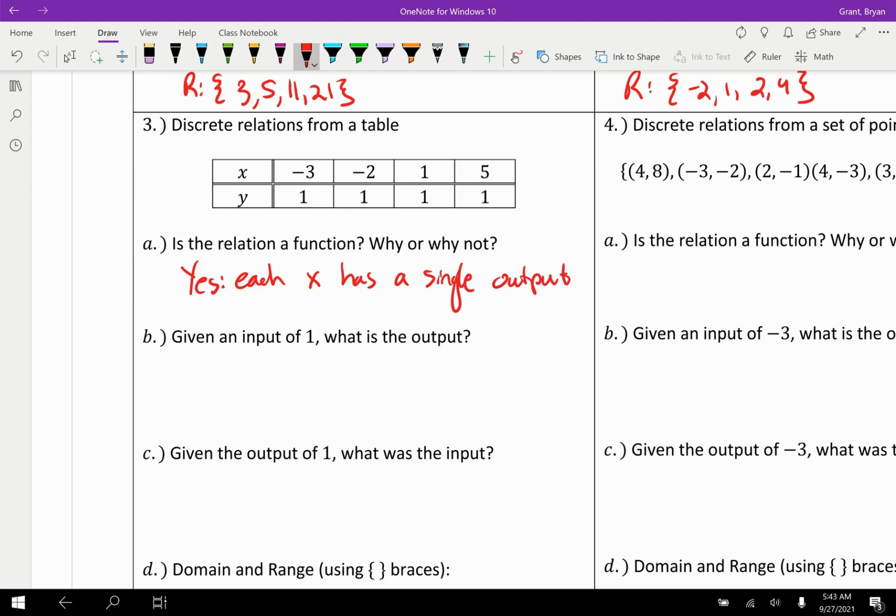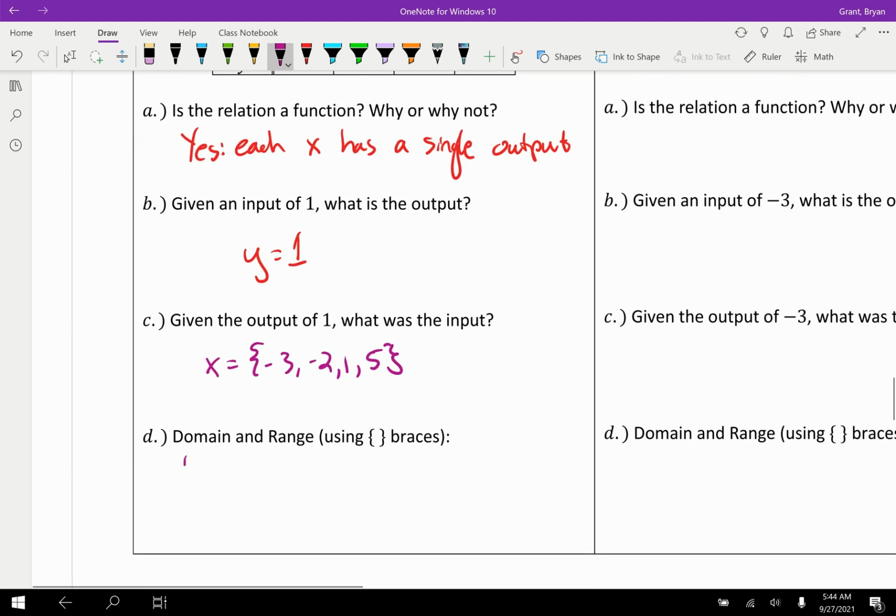Given an input of 1, what's the output? Well, the output is 1. Given an output of 1, what's the input? Well, that one's trickier because there are 4 of the same outputs of 1. So we actually have 4 possibilities here. Negative 3, negative 2, 1, and 5 could all be the x's. We use those braces when we list a whole bunch of numbers.